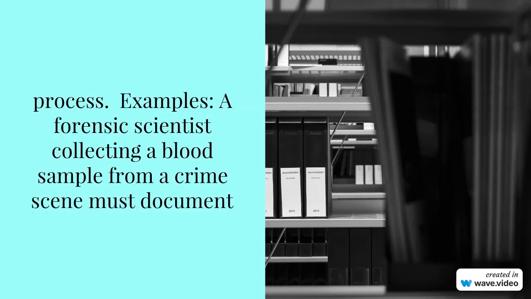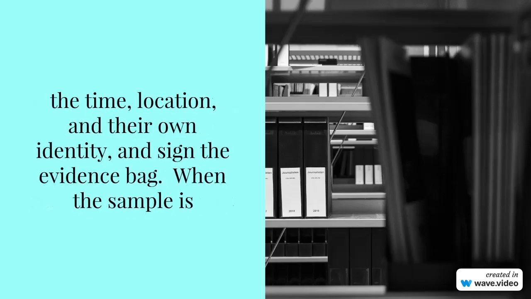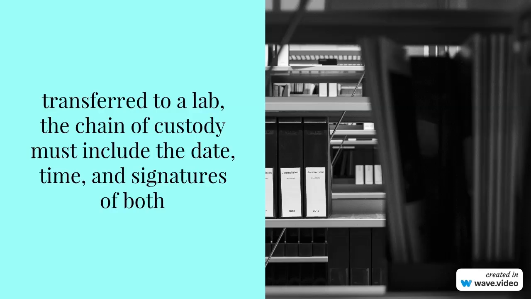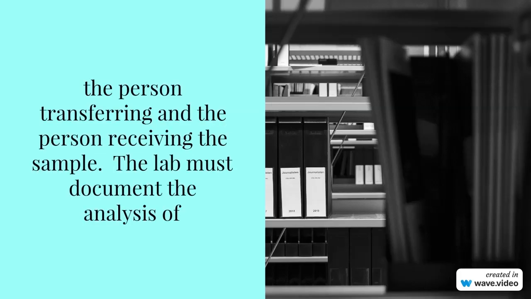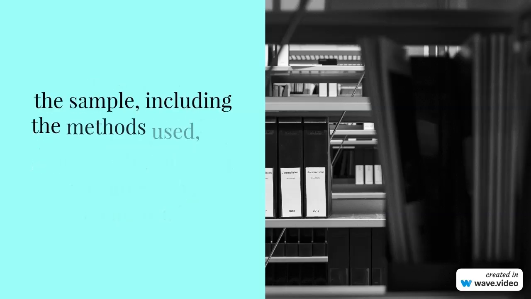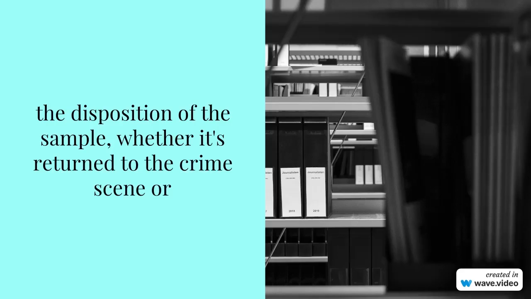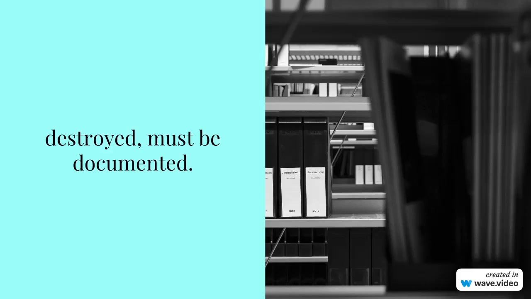A forensic scientist collecting a blood sample from a crime scene must document the time, location, and their own identity, and sign the evidence bag when the sample is transferred to a lab. The chain of custody must include the date, time, and signatures of both the person transferring and the person receiving the sample. The lab must document the analysis of the sample, including the methods used, the results obtained, and the name of the analyst. Finally, the disposition of the sample, whether it's returned to the crime scene or destroyed, must be documented.